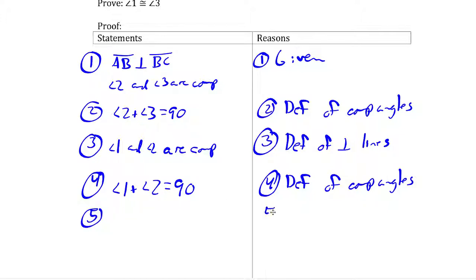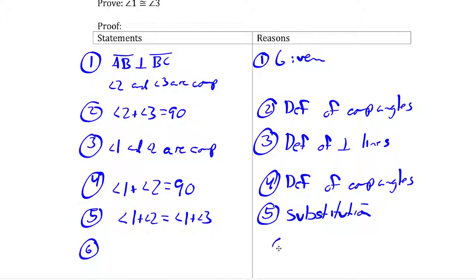So in step 5, if we know that angle 1 plus angle 2 is equal to 90, and angle 2 plus angle 3 is equal to 90, then we can say that angle 1 plus angle 2 equals angle 2 plus angle 3, and that is substitution. And that means that if angle 2 is on both sides, I can say angle 1 is equal to angle 3, and that is subtraction property.